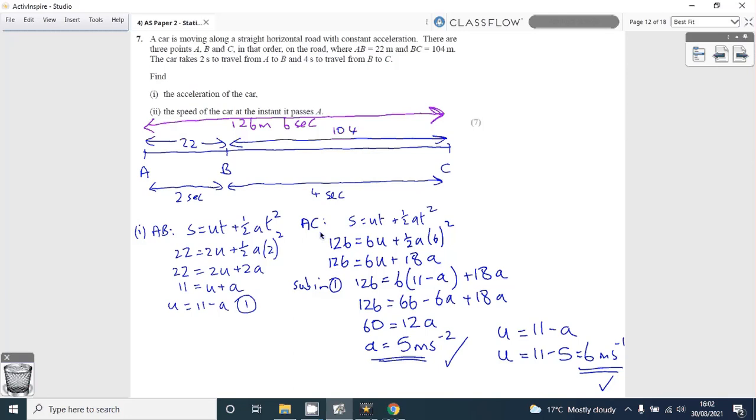Now looking at going from A to C, a distance of 126 and a time of 6 seconds, I get this here. 126 equals 6u plus 18a. Now I'm then going to substitute in what I've got from before, that u is equal to 11 minus a. So I'm replacing the u with 11 minus a. This allows me to solve for a and then substitute back in. I can then solve for u. So a is 5 meters per second squared and u is 6 meters per second.